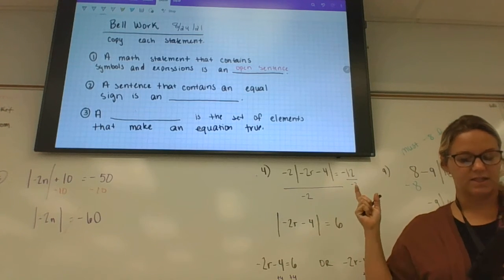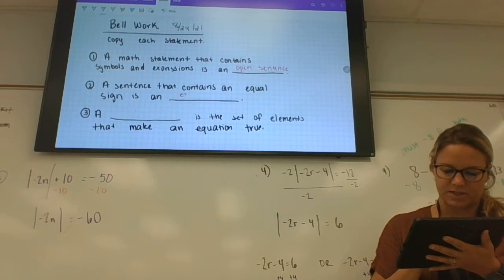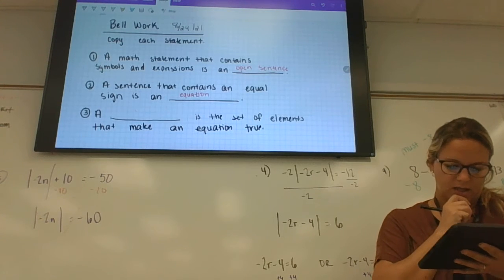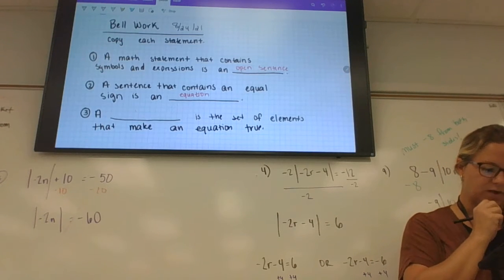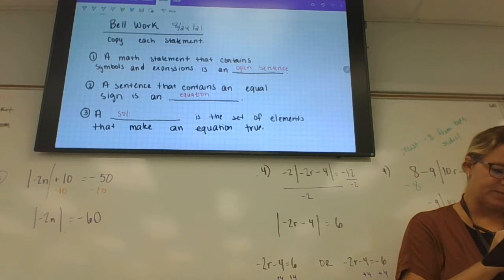A sentence that contains an equal sign, now that's what? Equation. That's the one you guys were able to come up with. A blank is the set of elements that make an equation true. Solution set.